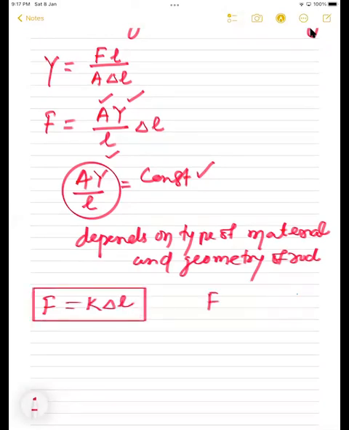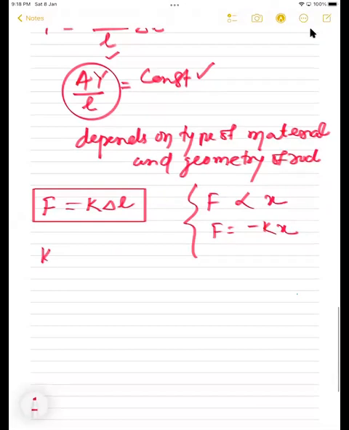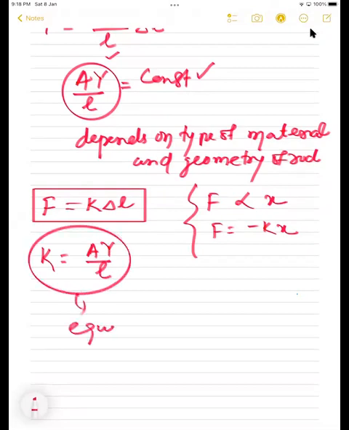Like this, on a spring we also write F proportional to X and F is equal to minus KX. Do you remember about the spring? This K that we have taken, what have we replaced it with? A into Young's modulus by L. So this constant is the equivalent spring constant. We can say it is the equivalent spring constant. Is that clear to all?